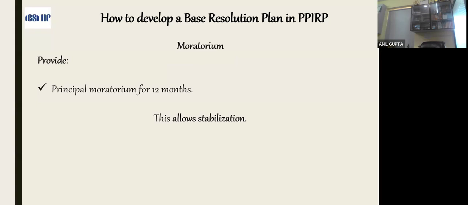Moratorium. Provide the principal moratorium for 12 months. This is to allow stabilization. In the PPIRP also, even though the 120 days are there, the repayment will start after 12 months. That is also required.